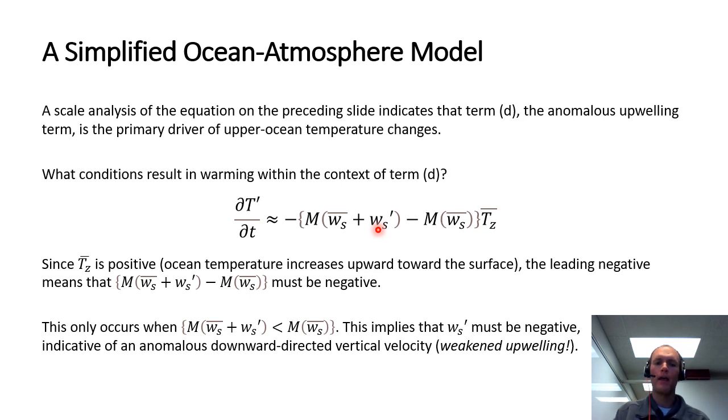And so consequently, to get this whole term to be positive, with this leading negative and this term being positive, M of W sub S bar plus W sub S prime has to be negative, or at least less than M of W sub S bar, and that occurs only when W sub S prime is negative. So that helps us demonstrate that anomalous downwelling or a weakened upwelling in the overall sense is what is responsible for leading to warmer than normal ocean conditions associated with El Nino within this framework.